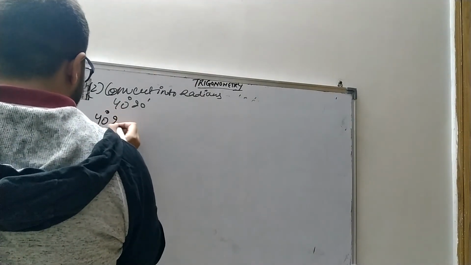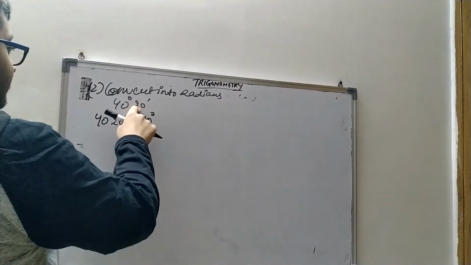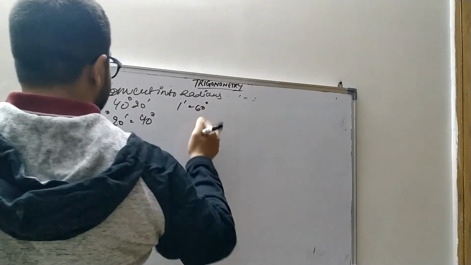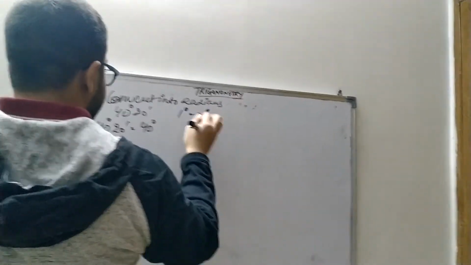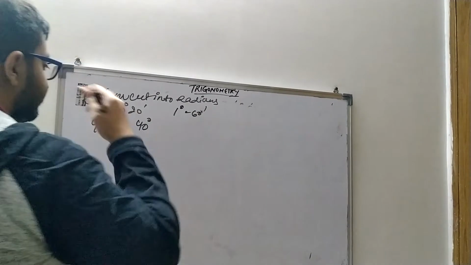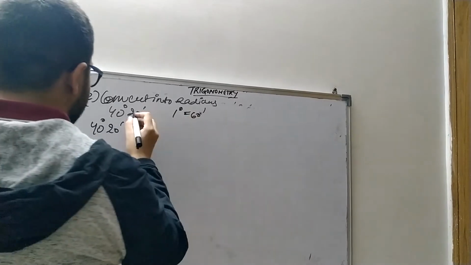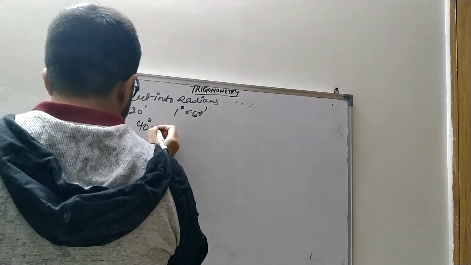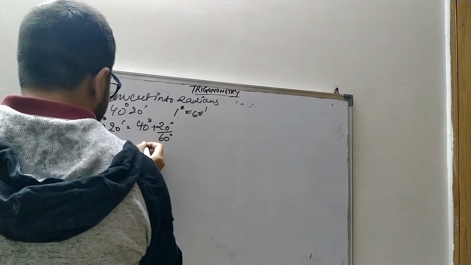40 degree 20 minutes. We write 40 degrees here plus these 20 minutes. We know that 1 degree is equal to 60 minutes. So we have taken 20, so we take plus 20 degree upon 60, then it will be 1/3.